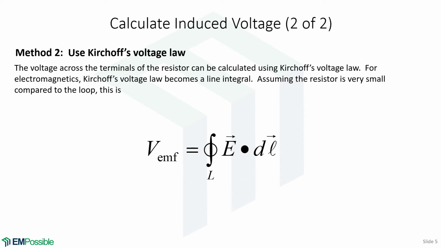Now, I'm cheating a little bit. This is a closed contour line integral. So the point where we're measuring the voltage will be infinitely small, and that's how we can write this as a closed contour line integral.